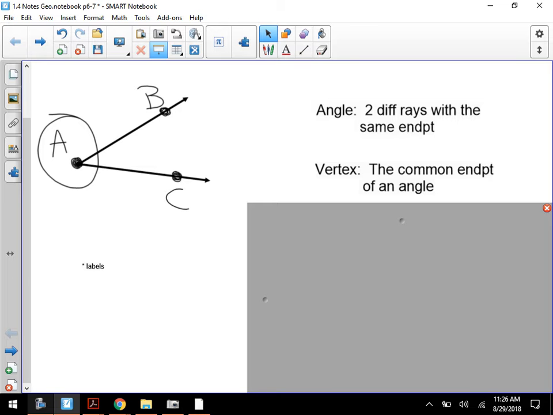I use an angle symbol. It's a little bit different than what you might see out of a book. I put an angle, and I put this little hook in it, this little arc.